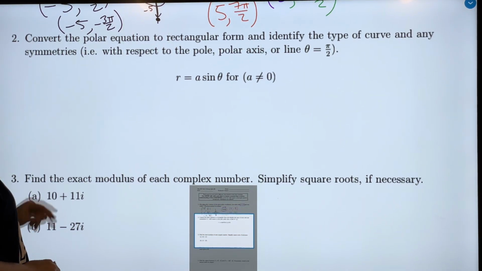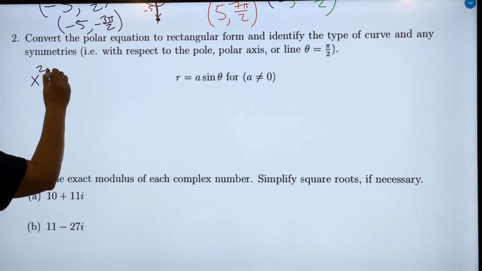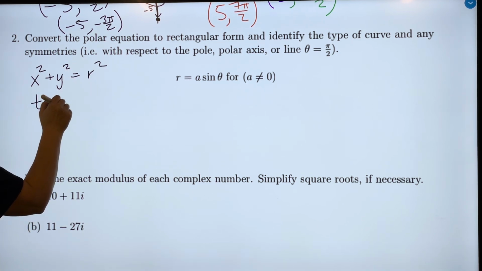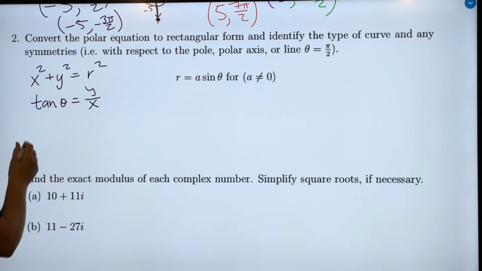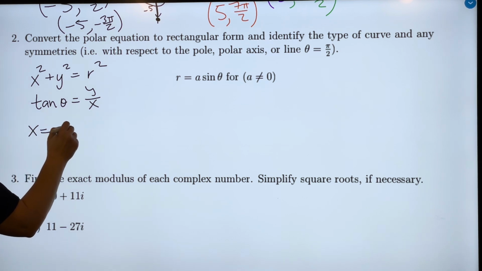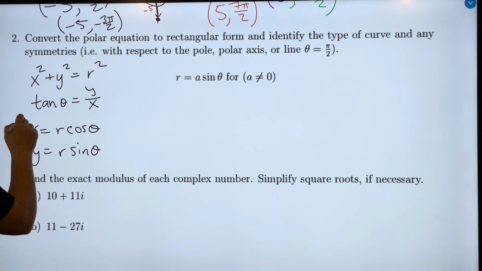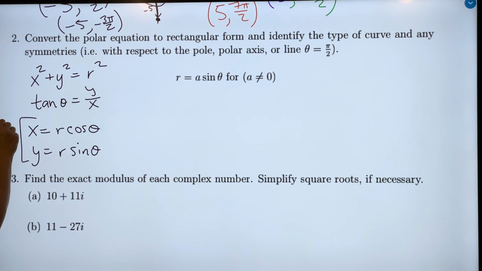Convert the polar equation. Okay, so now we're going to need those equations. Those key equations are, x squared plus y squared equals r squared. Tan of theta equals y over x, the rise over the run, the slope. x equals r cosine theta, and y equals r sine theta. Now these two are specifically for turning polar to rectangular. These ones are much more useful for rectangular to polar.